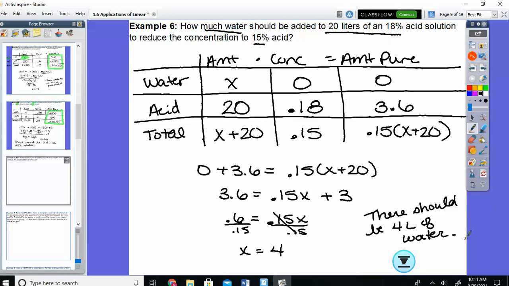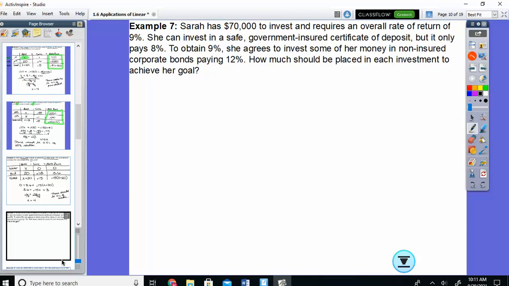Is this okay with everybody? I would like to do one last example if that's all right. So this one is just slightly different because I'm not just creating a mixture this time.